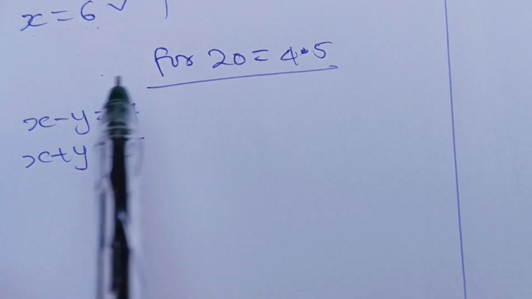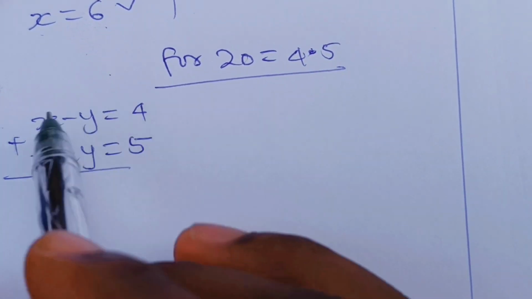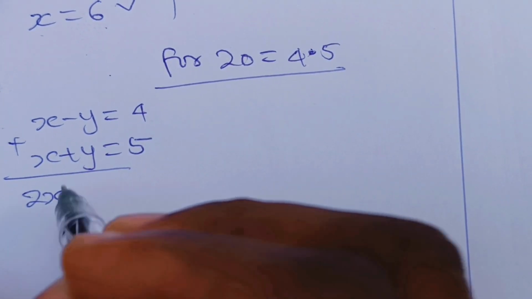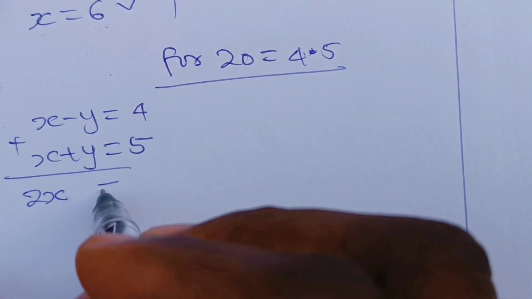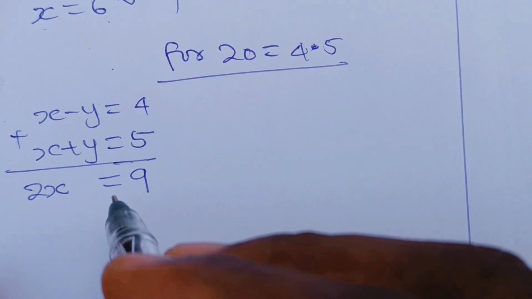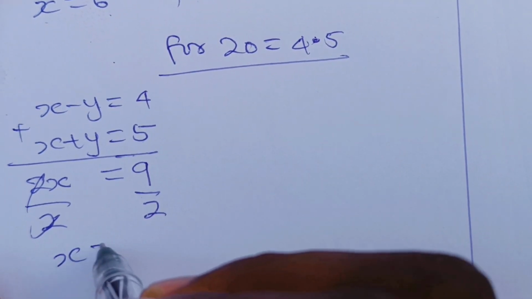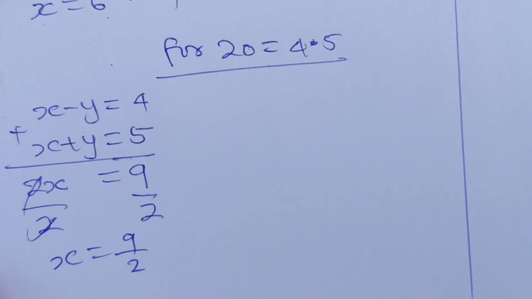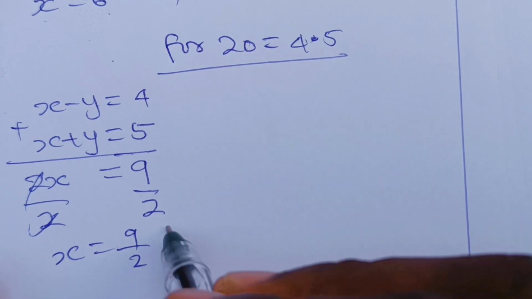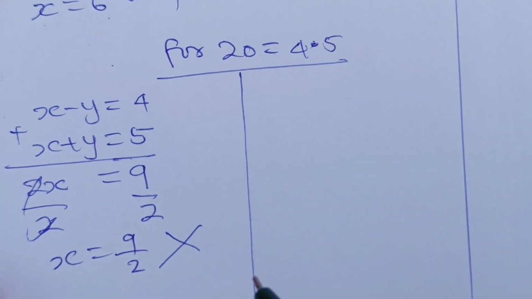Okay, all right, now we can add the first and the second equation. x plus x will give us 2x, and minus y plus y is 0, and 4 plus 5 is 9. Okay, now to get the value of x, if we divide by 2 and divide by 2, we have that x is going to give us a fraction. So that means that this is also rejected. It is not a natural number.